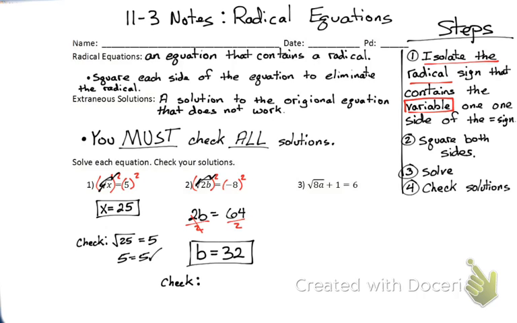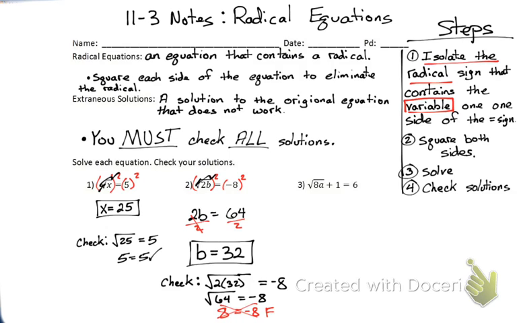So to check this, I'm going to plug 32 into the equation. So I have the square root of 2 times 32 equals -8. 2 times 32 is 64, so the square root of 64 equals -8. Wait a second. That doesn't sound good, because can the square root of something equal a negative number? I already know this is no. The square root of 64 is 8, and that does not equal -8. So this does not work.